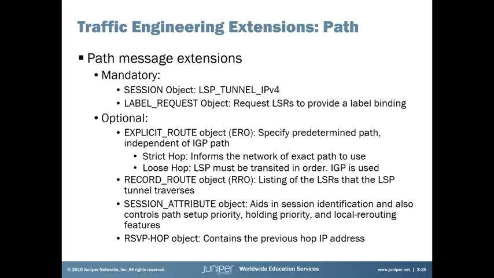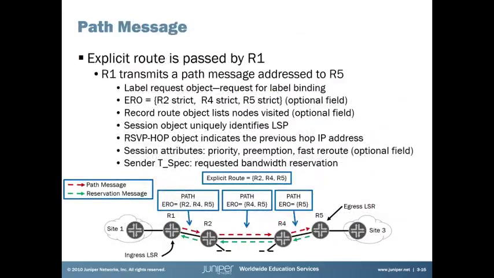We also have these local rerouting features. They are designed to deal with link outages. So if we drop a link, we can reroute our LSP around the failed link. The LSP hop object contains the previous hop address, which means we can query that information.